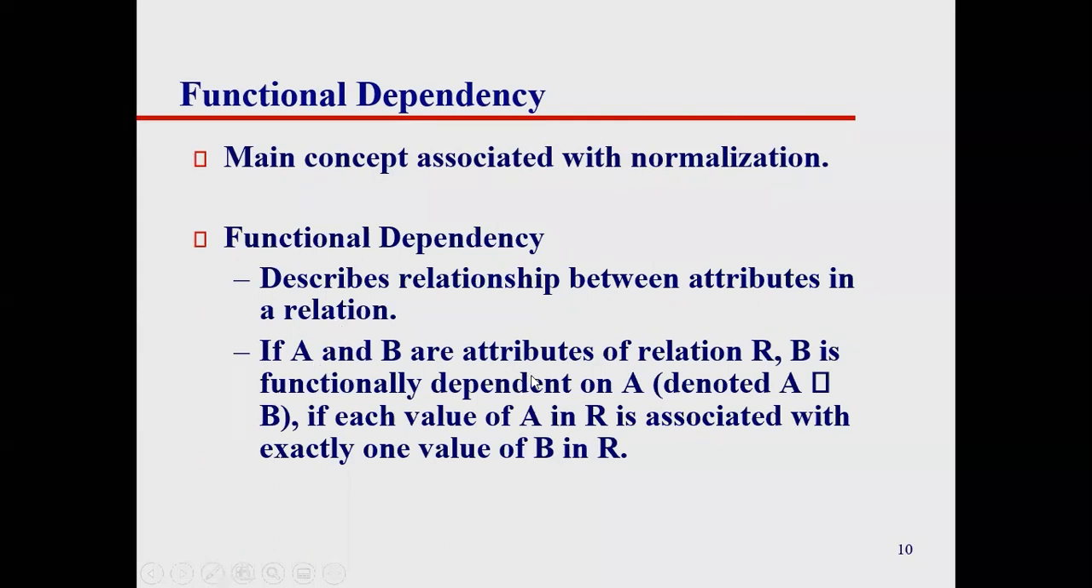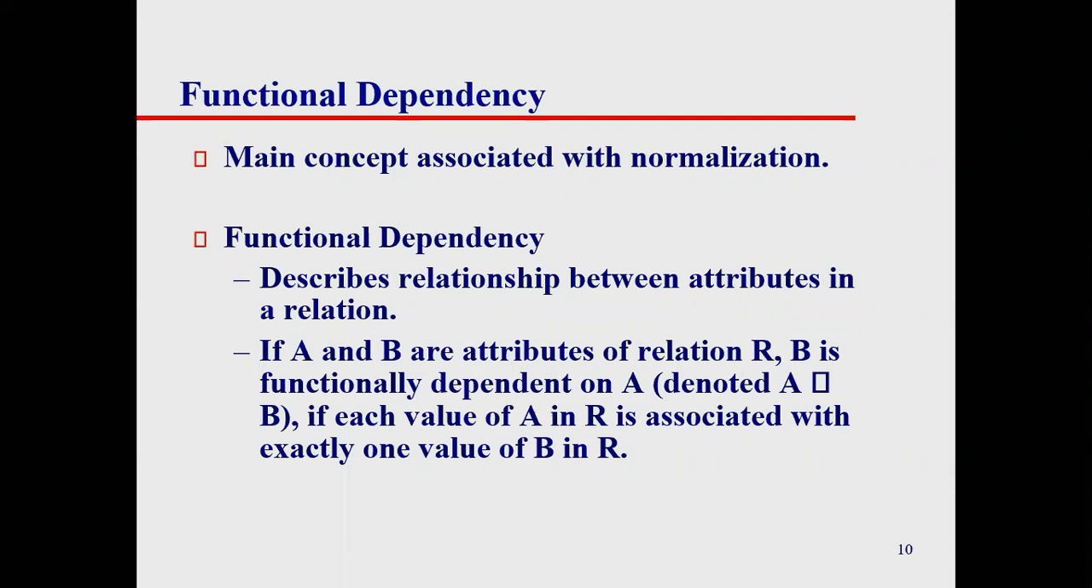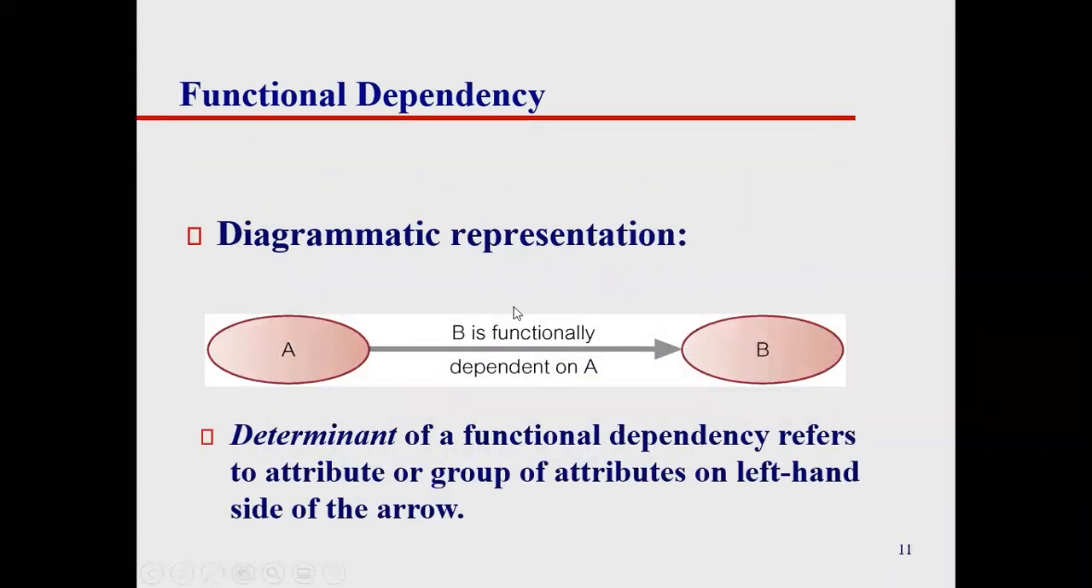If A and B are attributes, attributes means columns. So if A and B are the columns of a table R, relation means table R, B is functionally dependent on A. Okay, so how do we denote it? A arrow B, if each value of A in R is associated with exactly one value of B in R. So let's see an example. This is the diagrammatic representation.